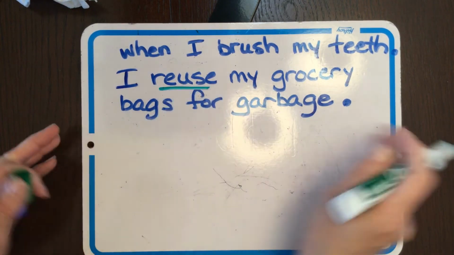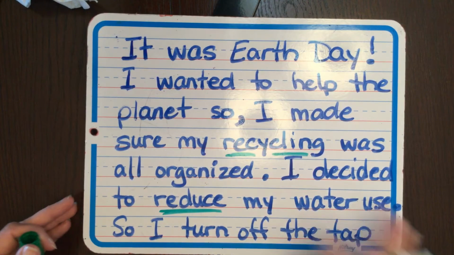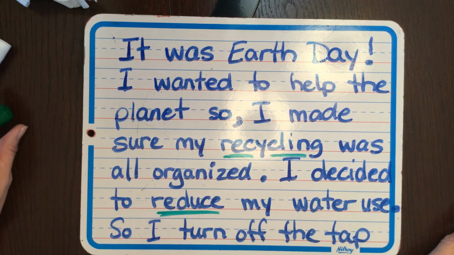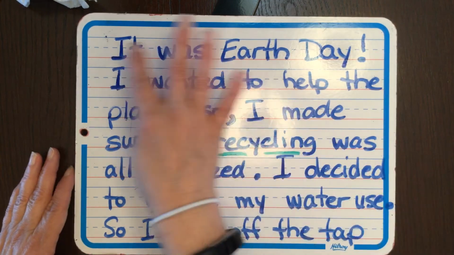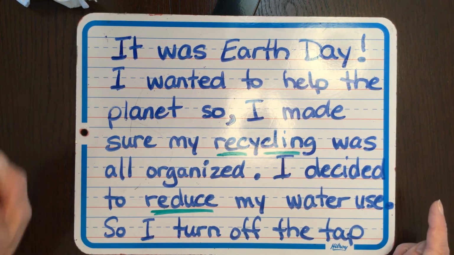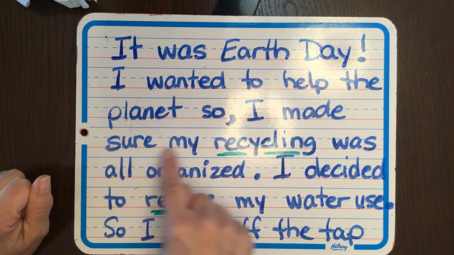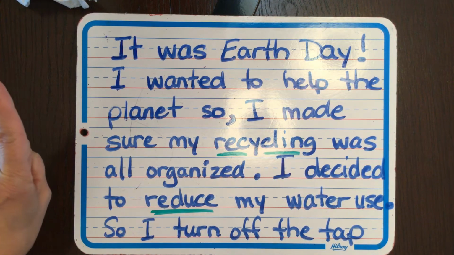Let's check again how we're doing. Let's count some sentences and make sure I have the words reduce, reuse, and recycle. So I have one sentence for my starter. It was Earth Day. And then let's count the sentences for my middle so far so I can make sure I have at least 3 to 5 sentences, or if you want some more. So it was Earth Day. That's one sentence, but I'm going to look for the middle now. I wanted to help the planet, so I made sure my recycling was all organized. That's one sentence and one idea.